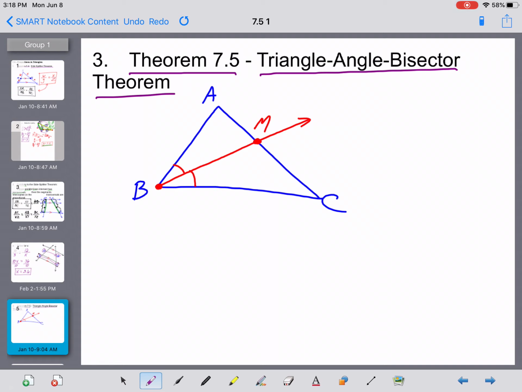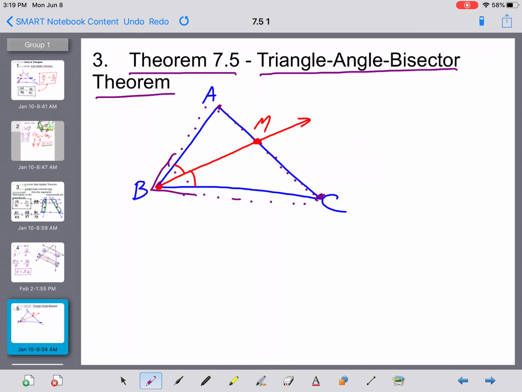When you have any triangle, so in this case we're going to focus on the triangle in blue, which is triangle ABC, and when one of the angles is bisected within that triangle, and that's what this red ray is doing, ray BM bisects angle ABC to create 2 smaller congruent angles right there. What that does is it splits the third side of this triangle, which is AC, and it does so in a manner that's proportional with the 2 sides in the triangle that were not split.